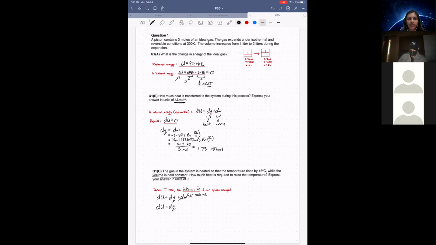And then from part A, we know that dU is a function of kinetic energy, which is 3/2 nR delta T. So 3/2 nR delta T equals dq. And then you just plug in everything that you know. So you have 3/2, 3 moles, R, and then delta T would be 15 Kelvin. And then that should give you dq.